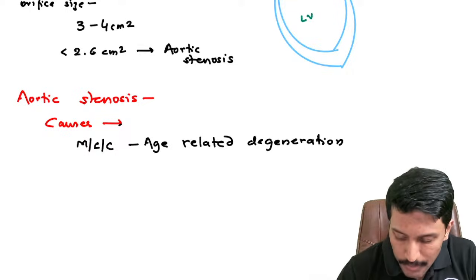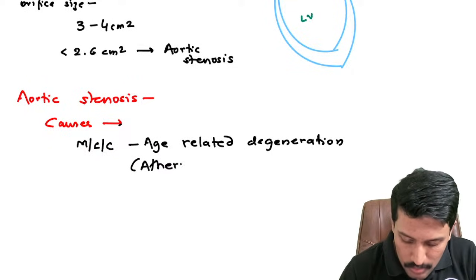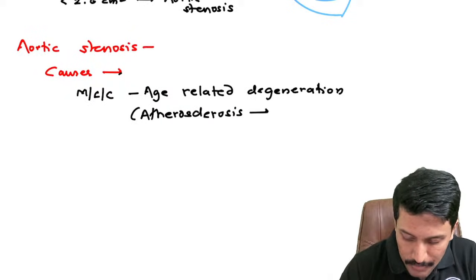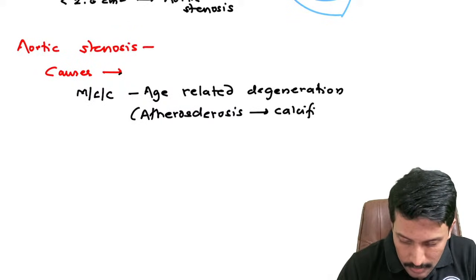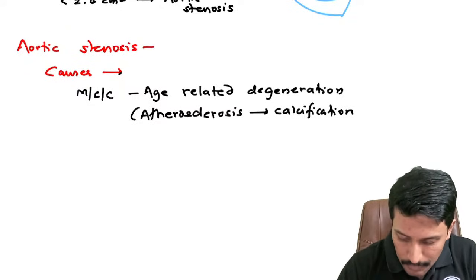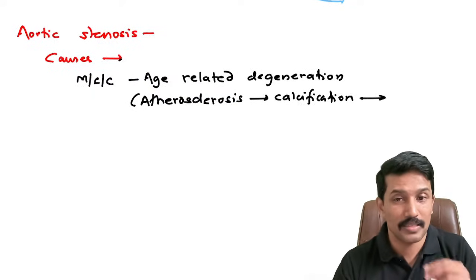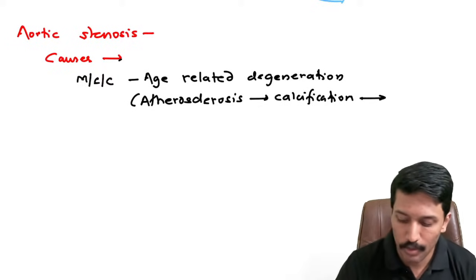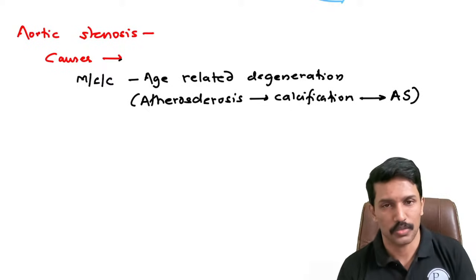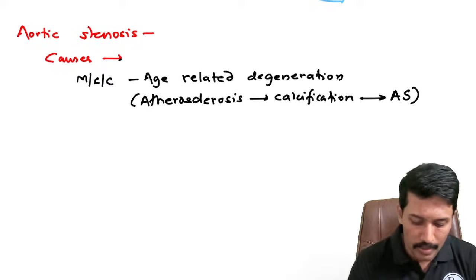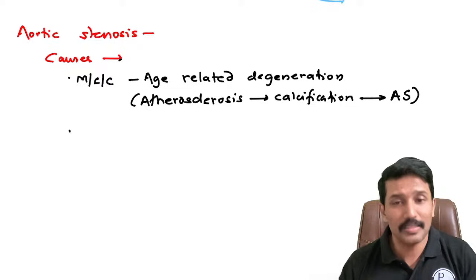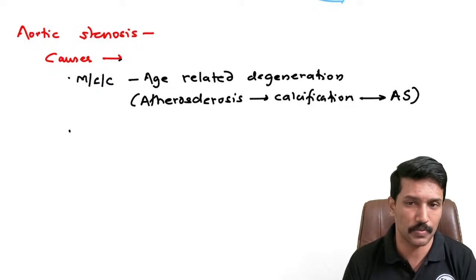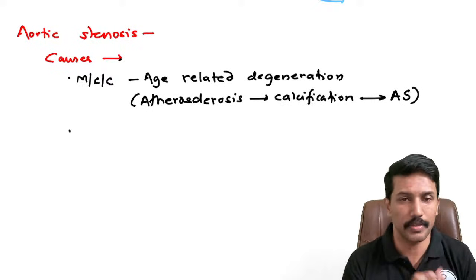More technical terms, we can say the problem begins with atherosclerosis. The problem starts with atherosclerosis of the aortic valve that eventually leads to calcification. And once there is calcification, you can call that stage aortic sclerosis. And once it starts creating the obstruction to flow of blood from left ventricle to aorta, we will call it aortic stenosis. So this is a process, age-related degeneration. That also means that most of the patients of aortic stenosis are going to be elderly, not your middle age or young individuals. But we do see some young patients presenting with aortic stenosis.